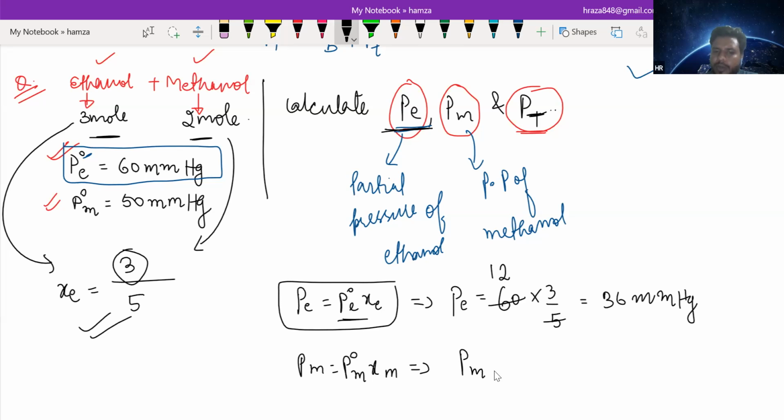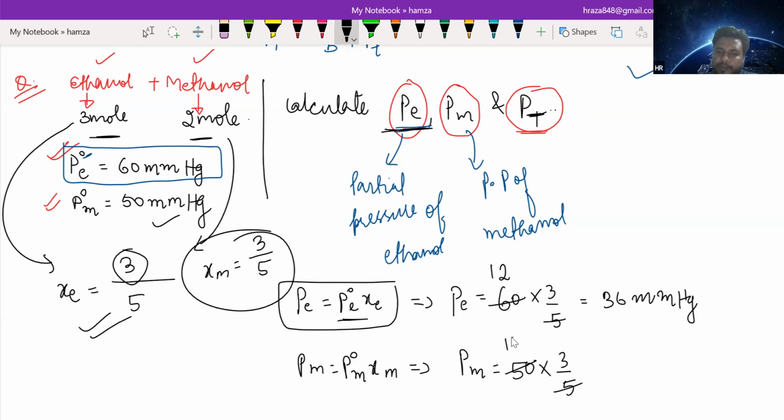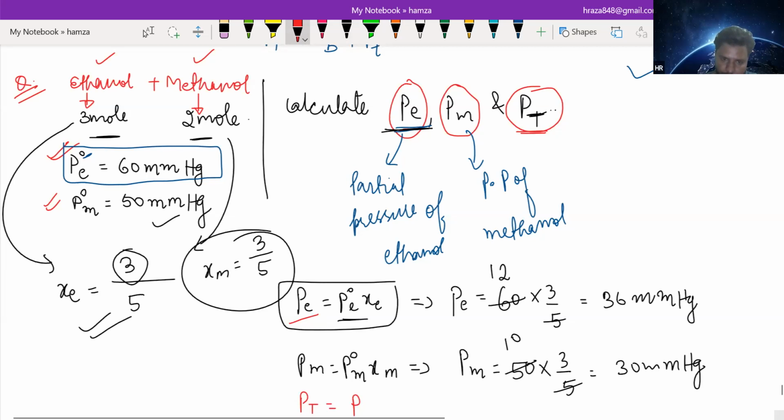Again, PM will have a formula P naught M into zeta M. So PM will be equal to P naught M has a value 50 into mole fraction. If you are going to calculate mole fraction of M, given number of moles of methanol upon total moles. So it will be multiplied 10, 10 3 30 mmHg. Now, if you are going to calculate total pressure, so total pressure will be partial pressure of ethanol plus partial pressure of methanol. So 36 plus 30 will be equal to 66 mmHg.